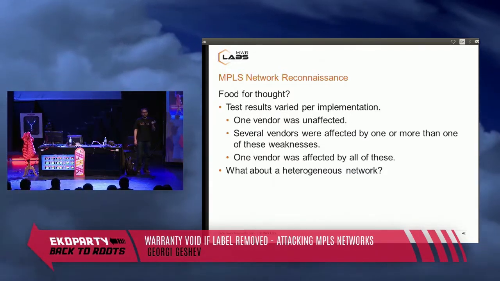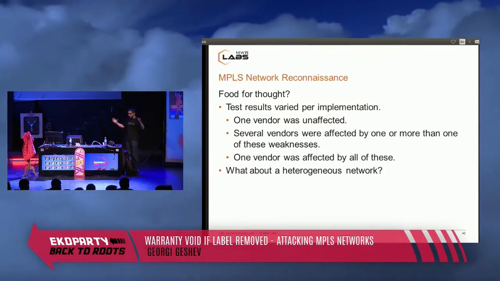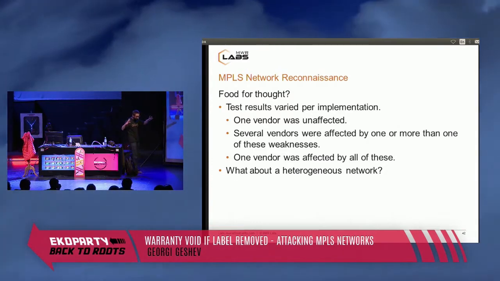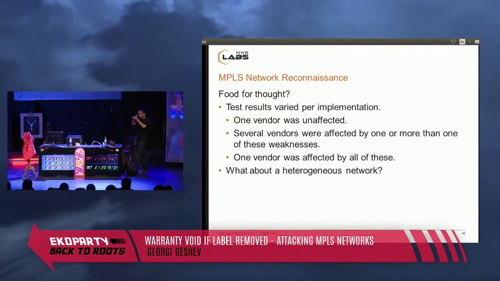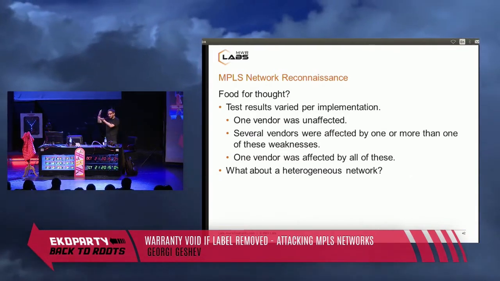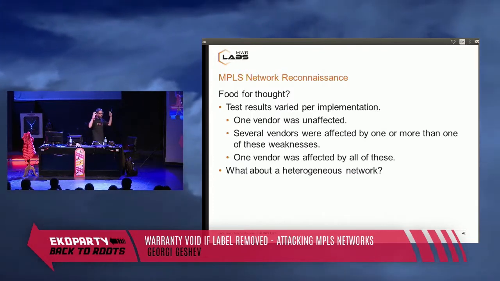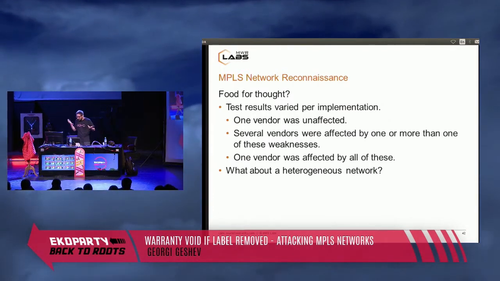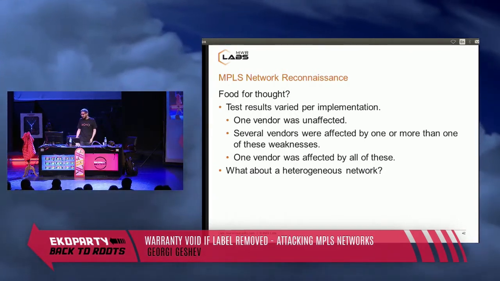The question to think about in this case is, what would be the result in a network where you have multiple vendors? Basically, imagine an MPLS domain where you have a provider edge device from a certain vendor, and a core device from another vendor, another core device from a third vendor, and I don't know, maybe another provider edge device from a fifth vendor. So it's interesting to see what would be the behavior in this case. I didn't test that.